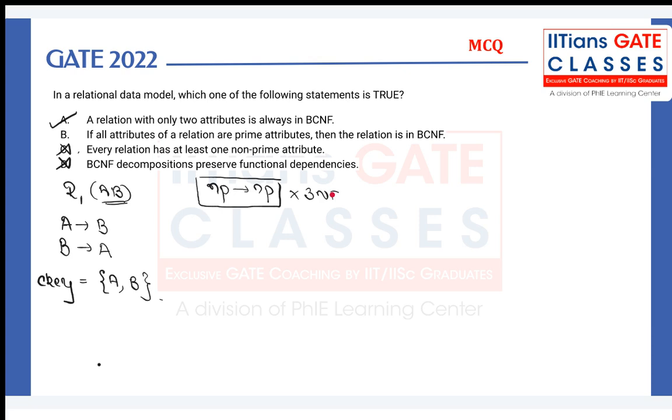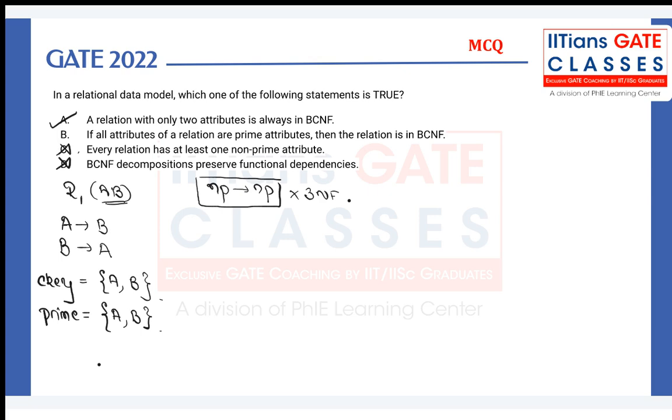So what are the prime attributes of this relation? A and B. Is there any non-prime attribute? So is this in 3NF? Yes. Is option C now false? Can you see that? There is a relation with a functional dependency where not every relation need have a non-prime attribute. That's why option C is incorrect. You can see from this example.